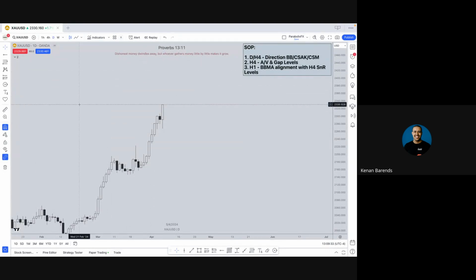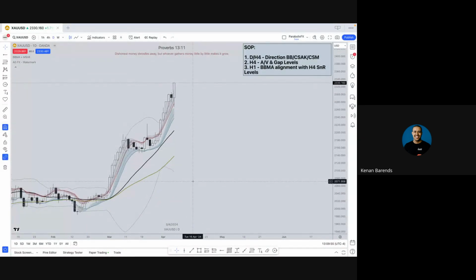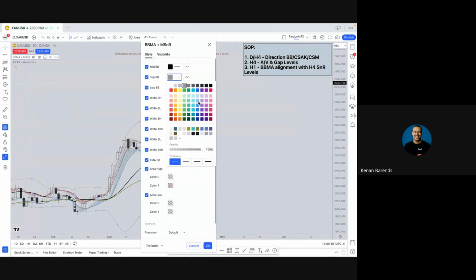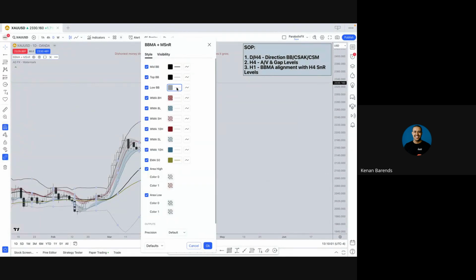Okay, so that's for SNR levels. It's fairly easy, fairly simple. You guys can self-study that, so I'm not going to try to reinvent the wheel with my explanation on SNR levels. Okay, so moving on to BBMA, which I think would be something completely new for most of us. And initially, when you see a chart like this and you see a bunch of moving averages and lines, it is intimidating, right?